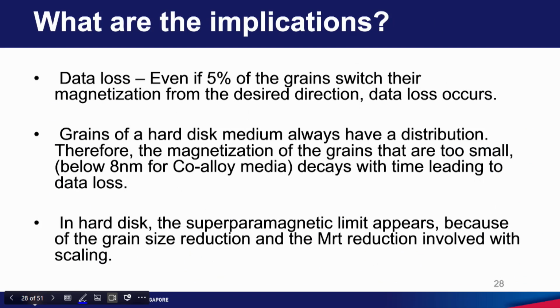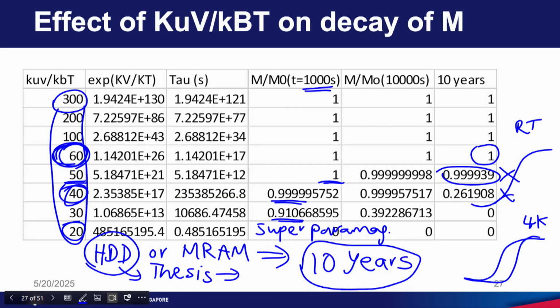So, the implication of thermal stability is, as I said before, if your KUV by KBT is low, some magnetization will flip and you will lose your data. In the case of hard disk drive, we are using polycrystalline material. So, some grains may be big, some may be small, okay, there will be a distribution in the grain size, right. So, the smaller grains will always flip and you will lose the data. Okay. So, because of all these reasons, people try to achieve KUV by KBT of 60 or more.